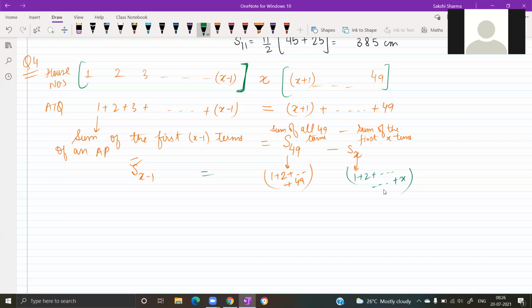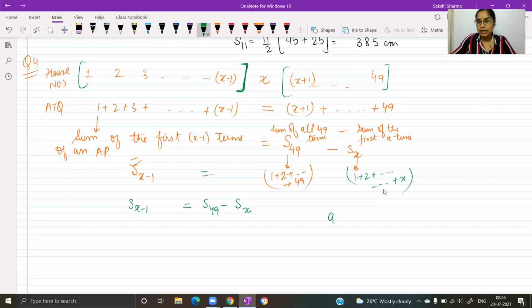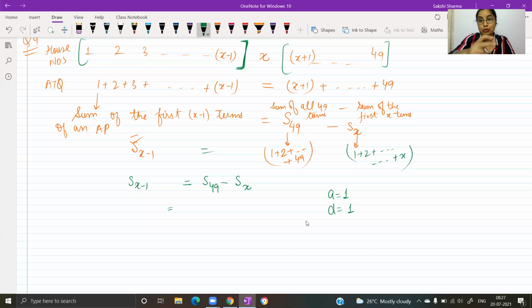Okay, ma'am. Anyone with questions how we have written this? Anyone else? S(x minus 1) will be equal to S49 minus Sx. So a is 1, d is 1. Apply the formula. On the left hand side, you have to use x minus 1 in place of n. On the right hand side, you will have two bracketed formulae and you have to work with those expressions. Take your time when you simplify this. I want you to try this. I will be doing it alongside, but do begin yourself. Try to solve this yourself.